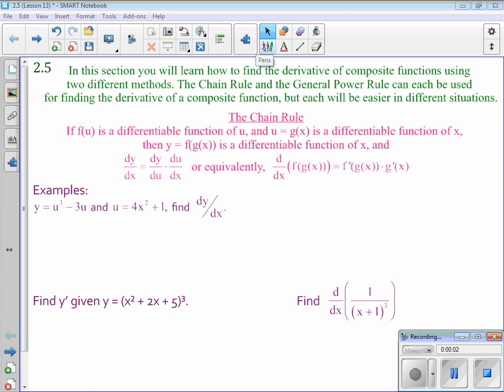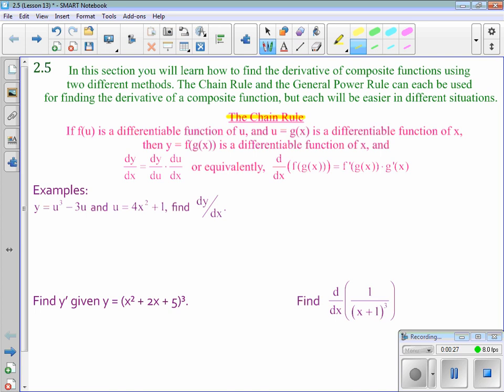Okay, we're going to go ahead and learn how to find the derivative of a composite function. So a composite function just means that there's a function within a function, okay? So I'm going to use two different rules here for this lesson. We've got the chain rule, which is going to be on this page, and then we'll have the general power rule, which will be on the next page.